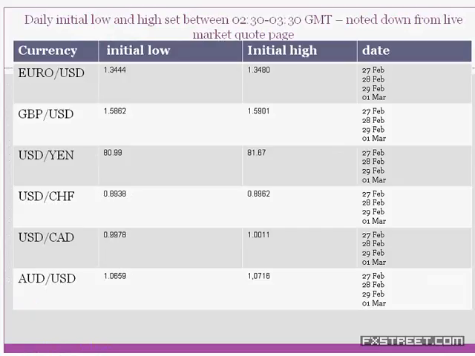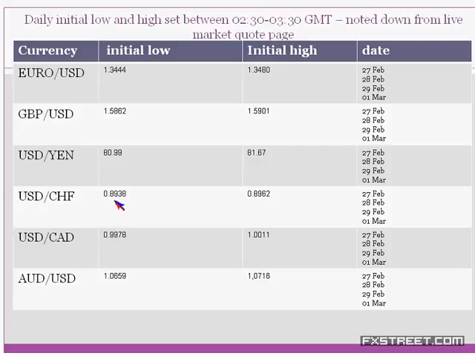Now, the initial lows and highs were set around 3:30 GMT. So Euro formed the low 1.3444 and that has not been breached, and 1.3480 is the high which is also not breached. In the case of GBP, 5862 is the low and 5901 is the high, and that is also not breached. But even so, the market is making small swings between the low and the high. And in the case of yen, 1899 is the low, not breached, and 8167 is the high. The market is staying closer to the low.